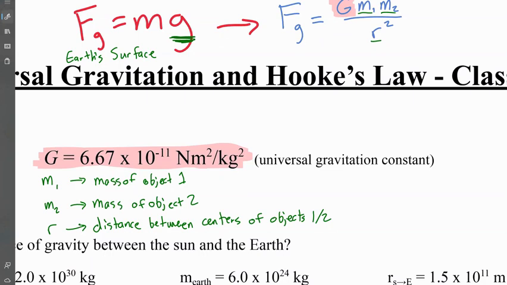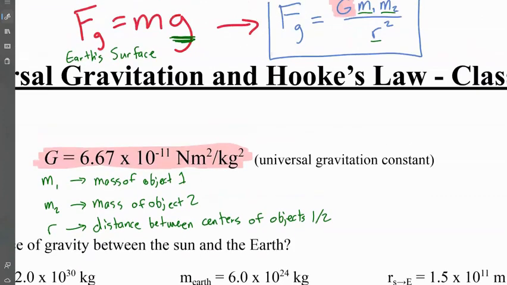All right. So we have this equation. The force of gravity between any two objects is G m1 m2 over r squared. Now that is on your equation sheet. I'll let you go find that on your equation sheet, so you never have to remember it, never have to memorize it.